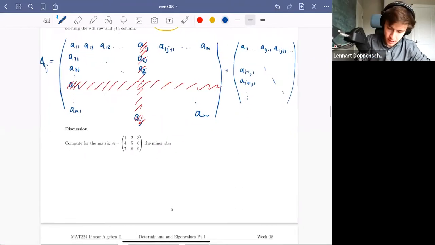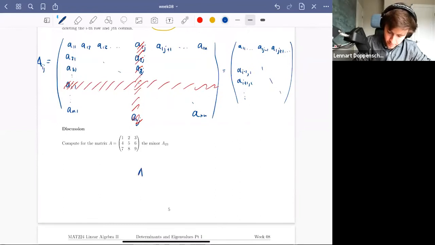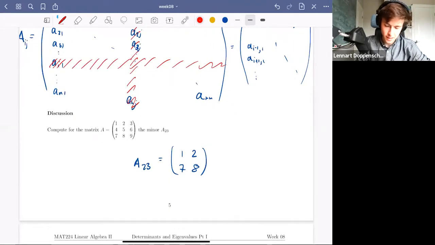So Andrew says this should be 1, 2, 7, 8, and Jagat agrees. So how do we compute this? Well, I told you, you just need to find the second row, which is this, and strike it out. So just forget about this. And the third column, which is this, just forget about this. And then you just read off what's left over. And this is exactly 1, 2, 7, and 8.